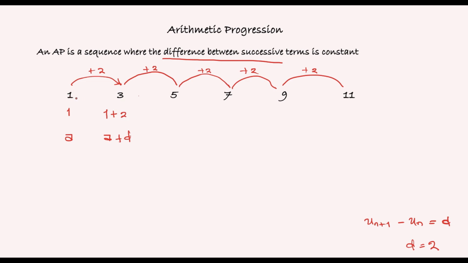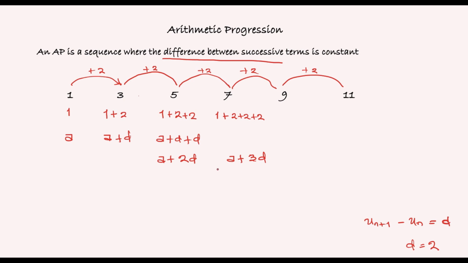Now, what about the third term here? We would have to add our first term, 1, plus the first common difference that takes us to the second term, which is this 2, plus the second common difference that takes us to the third term, which is the second 2 here. So here we can say this is a plus d plus d, or we can simply say this is equal to a plus 2d. Now, what about our fourth term? You know the drift by now. We had our first term plus 1, 2, 3 common differences. So this is going to be a plus 2 plus 2 plus 2, and this is the same as saying a plus 3d.